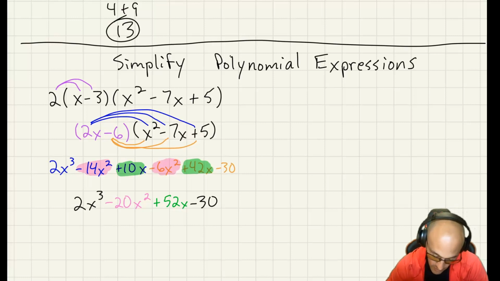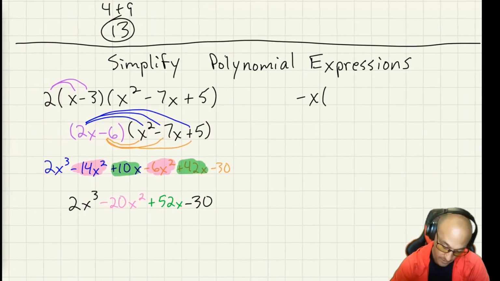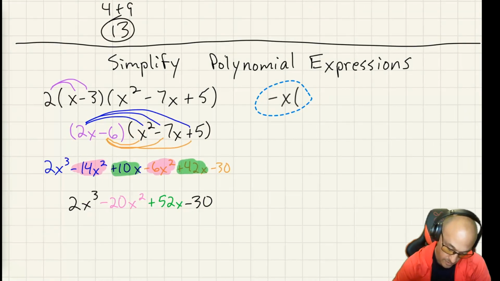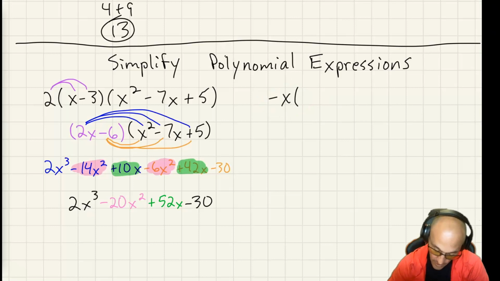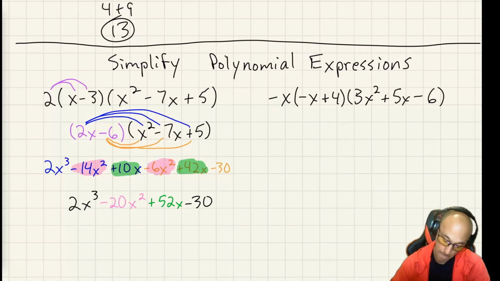So I'm going to start with a negative x outside of the parentheses here, and have a -x plus 4, and then a 3x squared plus 5x minus 6. All right.